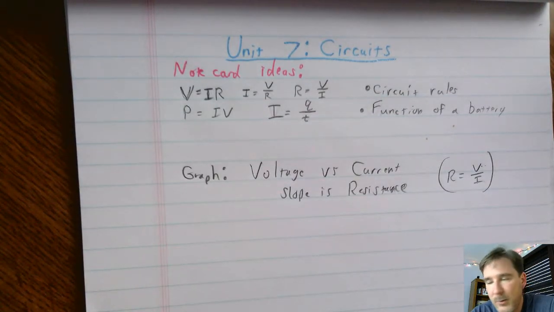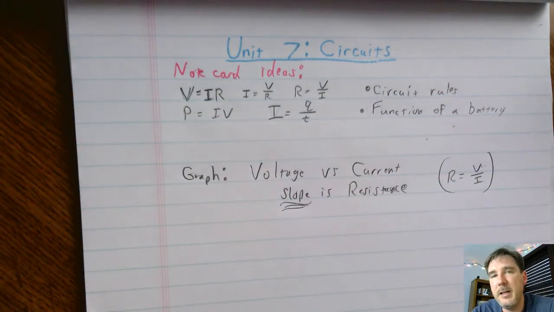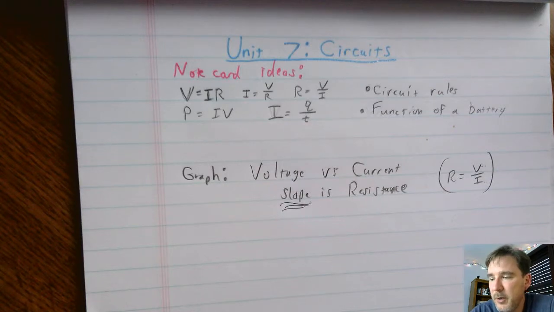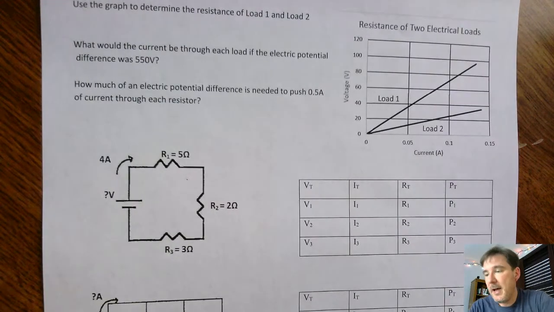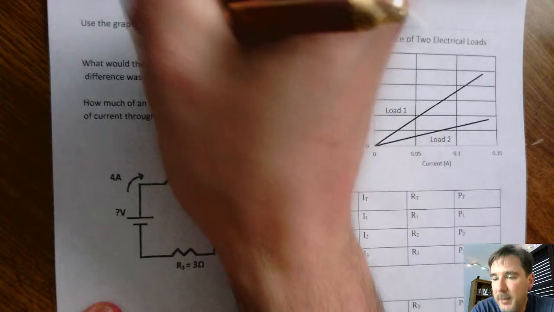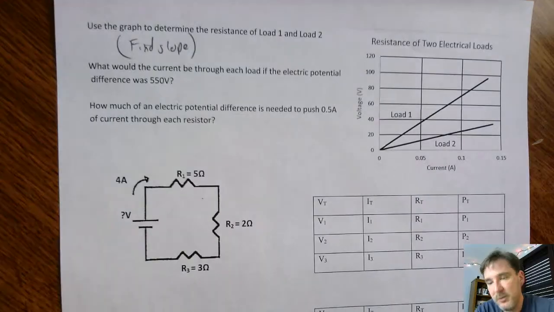Now, when you have a graph, you'd typically want to avoid using equations like this because graphs aren't always perfect. So you want to find the slope if you can, because the slope is going to take into account any differences and is going to make things more precise and more accurate. So in a voltage versus current graph, the slope is the resistance. And so load 1 has a higher slope and therefore it's going to have a higher resistance. So I will just say find slope for this question right here.